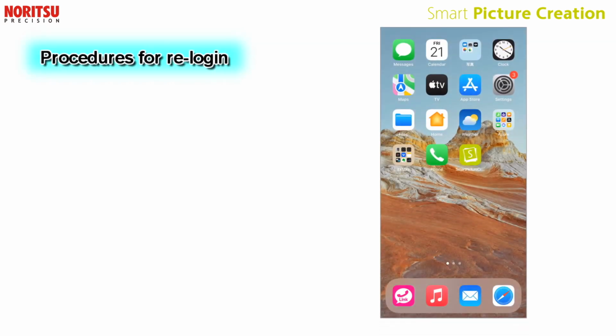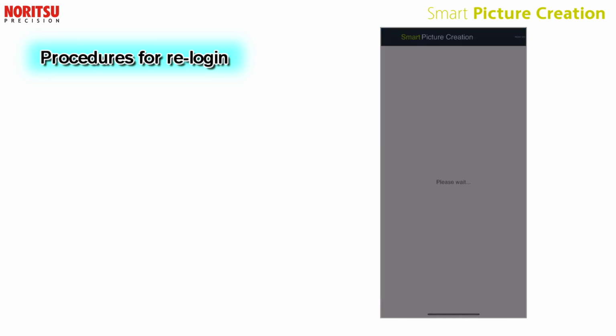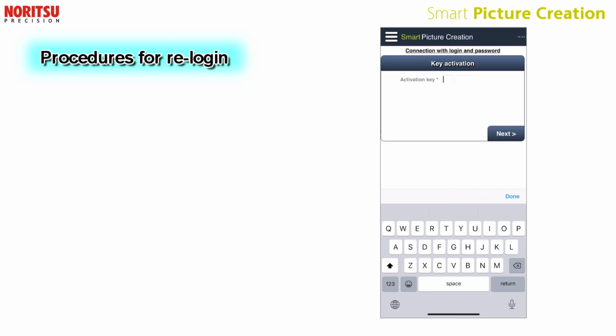Lastly, we will explain re-login procedures. You will be required to re-login when you change your mobile phone and reinstall the Smart Picture Creation. Start the Smart Picture Creation app you have installed. On the key activation screen, tap Connection with Login and Password.